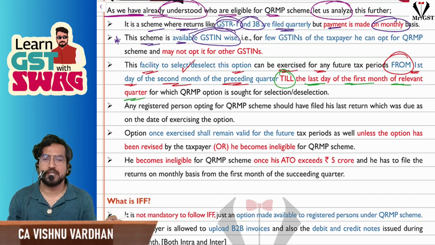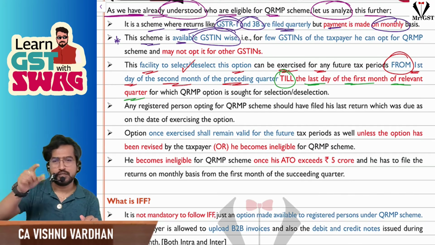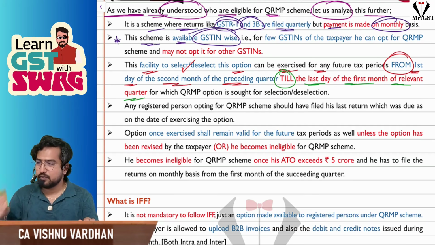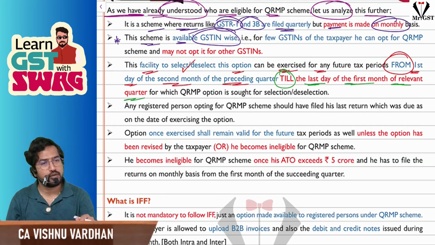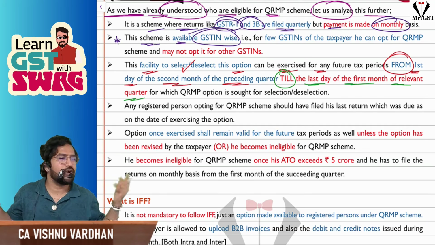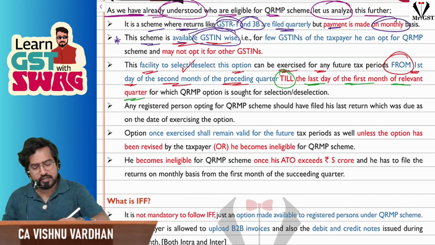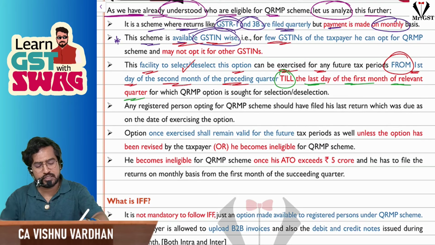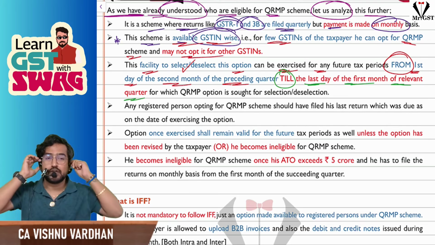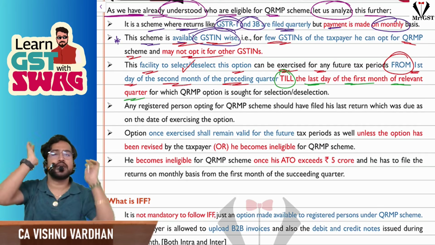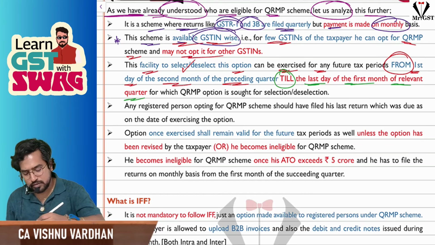Composition scheme: should all registered units go for the composition scheme, or all go for the normal scheme? One registration on the normal scheme, one on the composition scheme: possible or not possible? But this is not composition, this is the QRMP scheme. So you can take QRMP for a few GSTINs and go for the normal scheme for others. It is not like the composition scheme, where all the registrations should go for only one scheme.